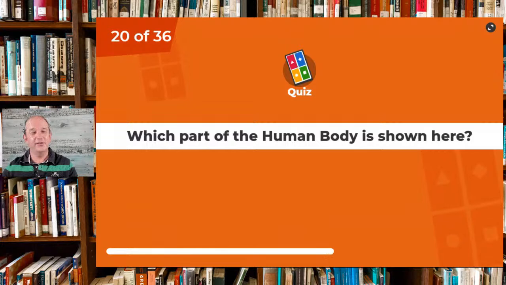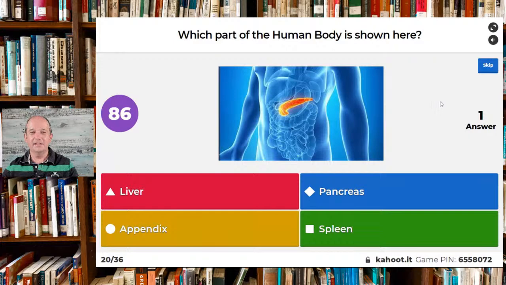Which part of the human body is shown here? Is that the liver? Is it the pancreas, the appendix, or the spleen? What's that part of the human body? Obviously the part in the orange. What do we reckon that is? Is it the liver? Is it the pancreas? Is it the appendix? Or is it the spleen? And why is he blue? That's the other thing I'm not sure about. And why is that orange?